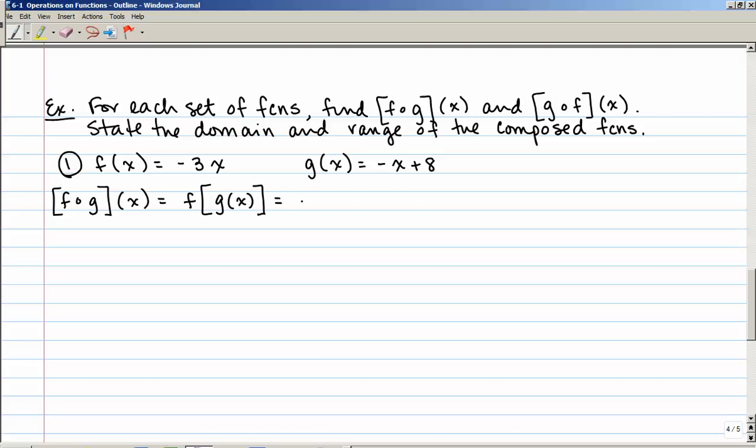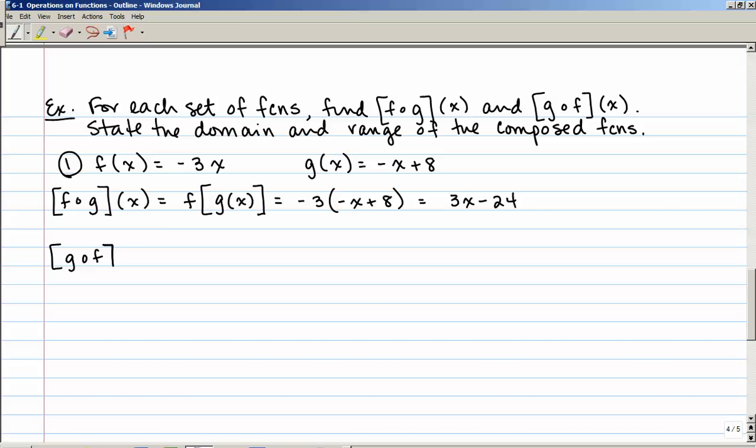So that's going to be negative 3 times x, and I'm putting in negative x plus 8 in for x. And now just simplify that. That's going to give me 3x minus 24. So f of g of x is 3x minus 24.